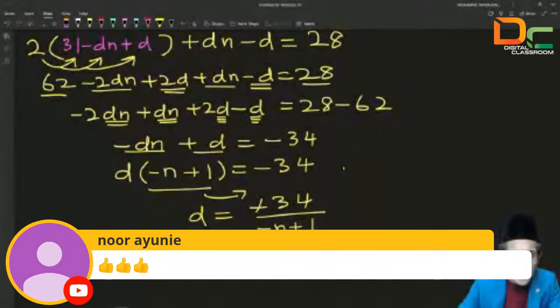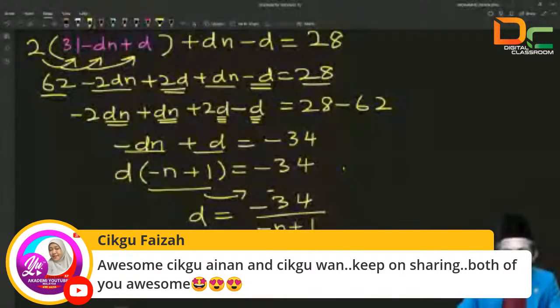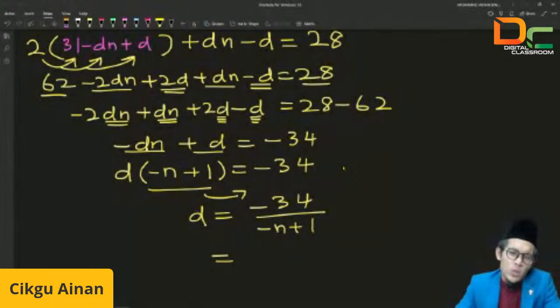Tak apa. Relax, tenang, kita tengok satu-satu. You don't want the negative over there, no problem. We can factorize. Tapi tak payah kot. Biar je lah. Pening kepala.